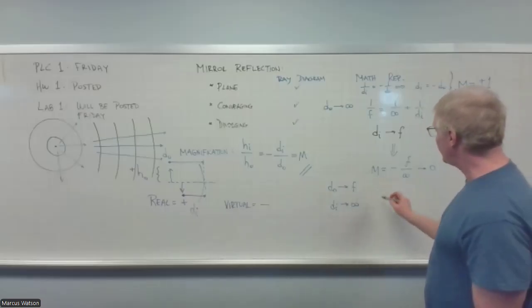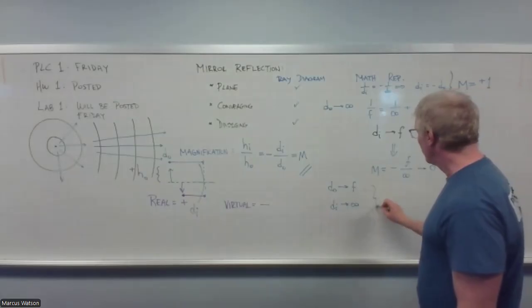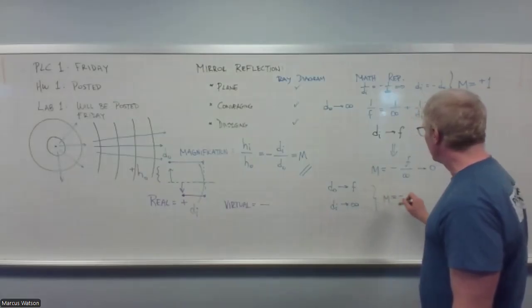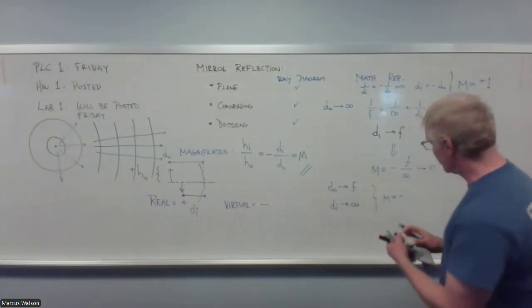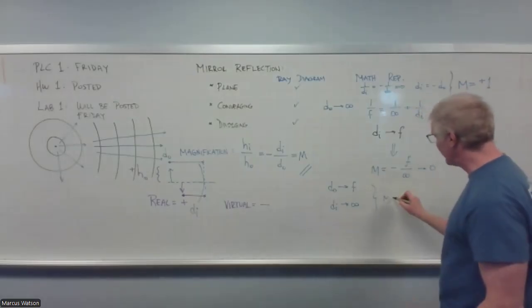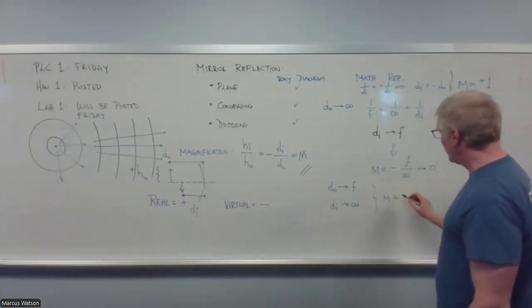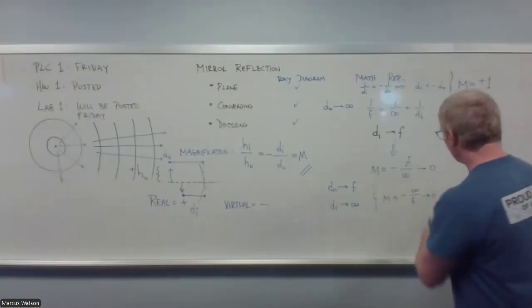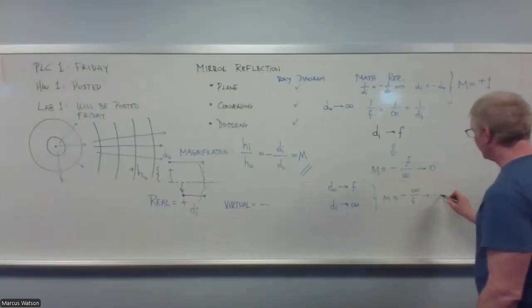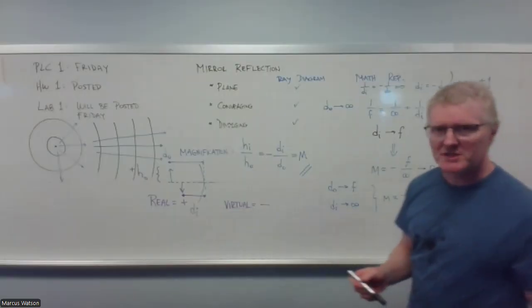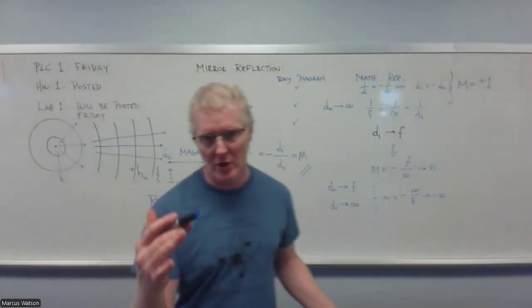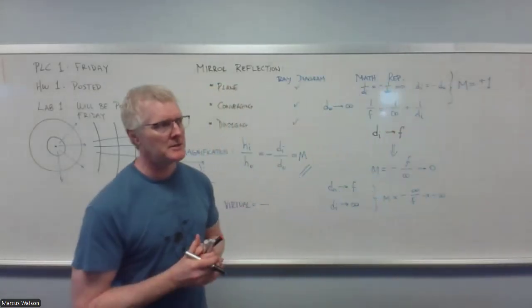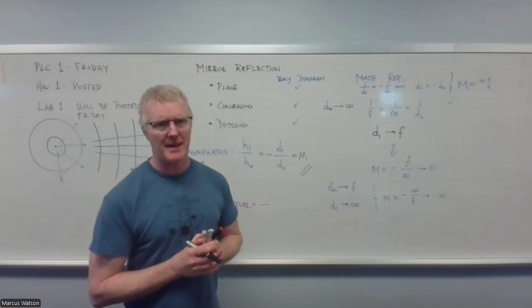Now, when we do that, notice what happens here. The magnification approaches, I'm a little lazy with the equals, magnification is going to approach infinity divided by f, and that means it's approaching negative infinity. So it's approaching something that's flipped over and very large. And I think you could expect that.